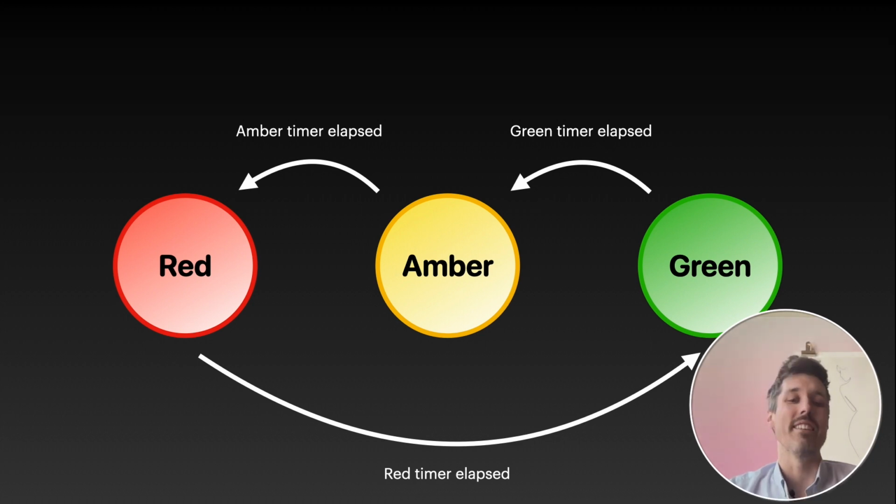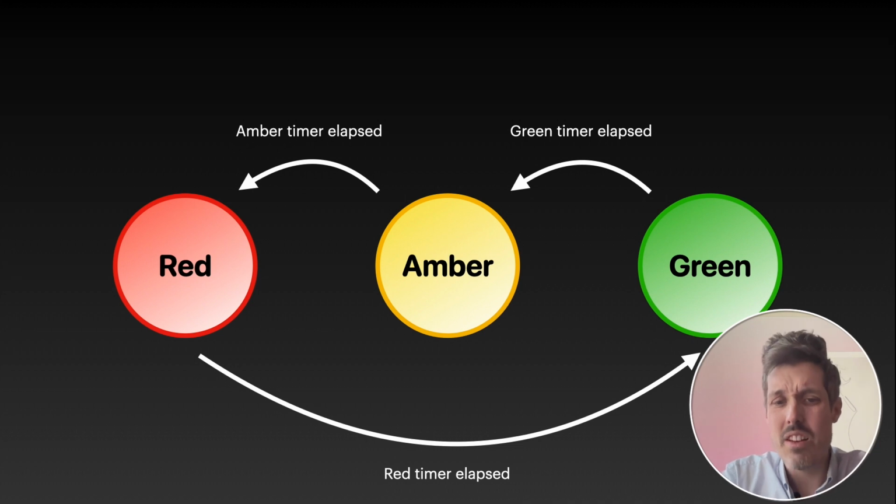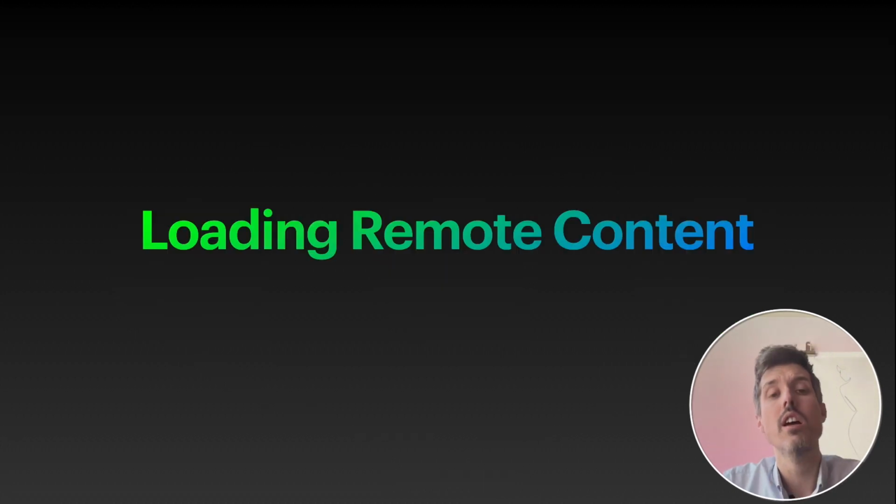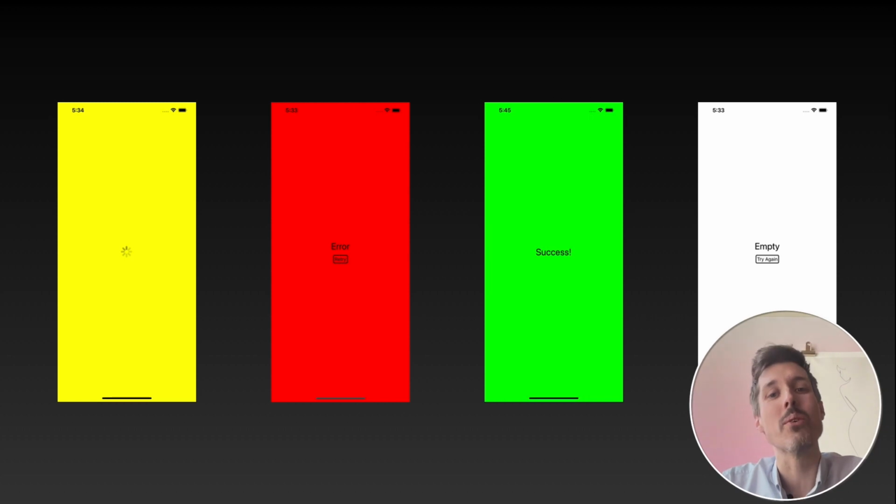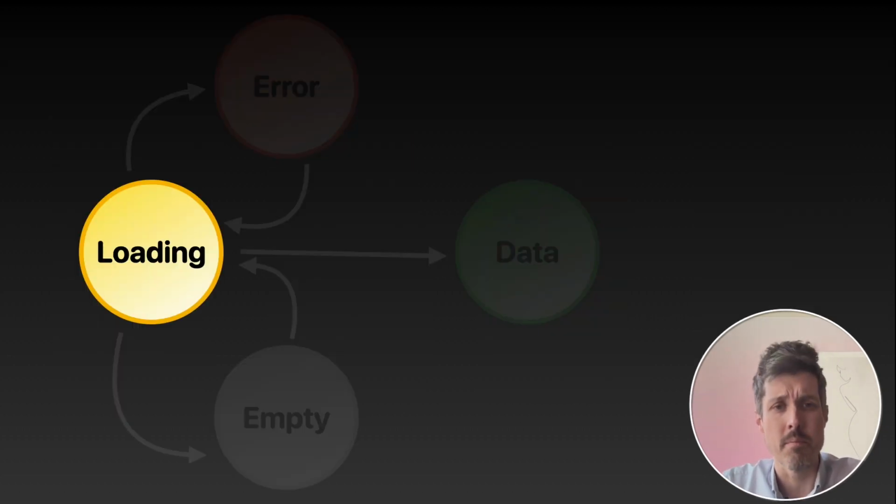Now, this is great, right? But you're probably not here to code traffic lights. You're here to build apps. So let's go through this exercise again with something that might be a little more concrete for us. Loading remote content. Loading remote content is a great example of an implicit state machine we often have in our apps.